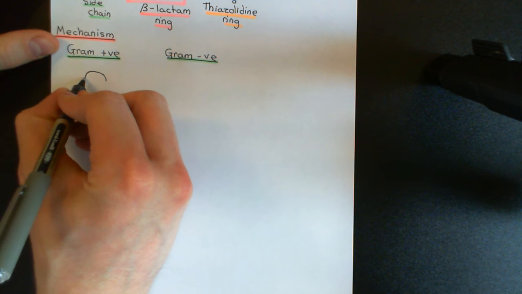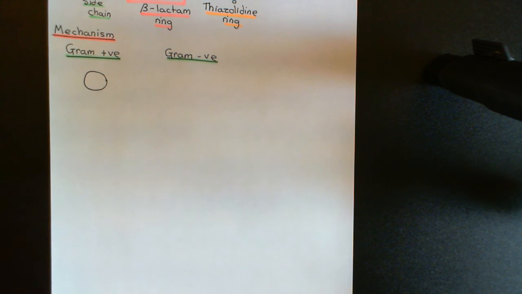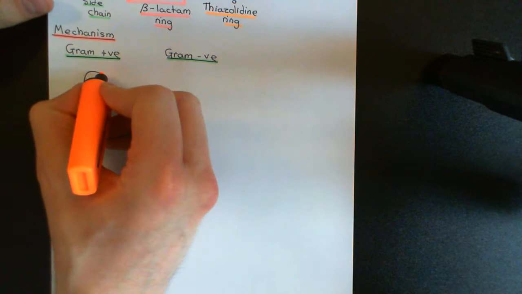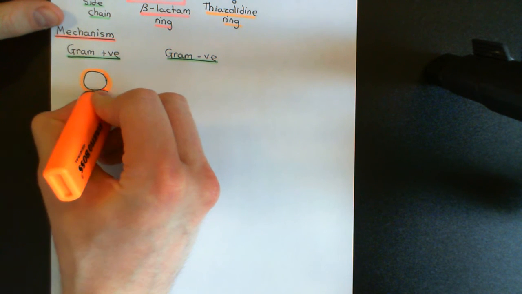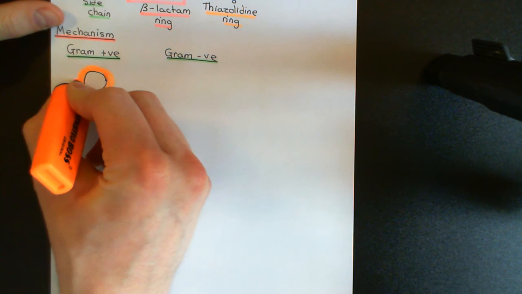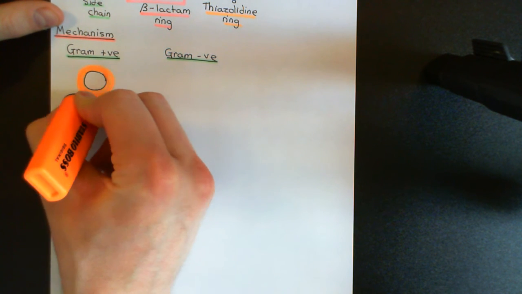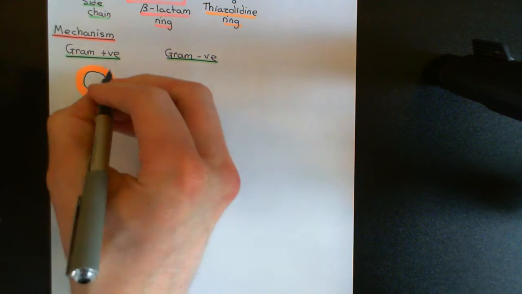You have a cell membrane, which I'll show here, and then surrounding the cell membrane you have a hugely thick cell wall. So I'll show this in orange here. So all of this coloured in orange, this is going to represent the very, very thick cell wall of a gram-positive bacterium. Okay, so all of that is the thick cell wall of the gram-positive bacterium.